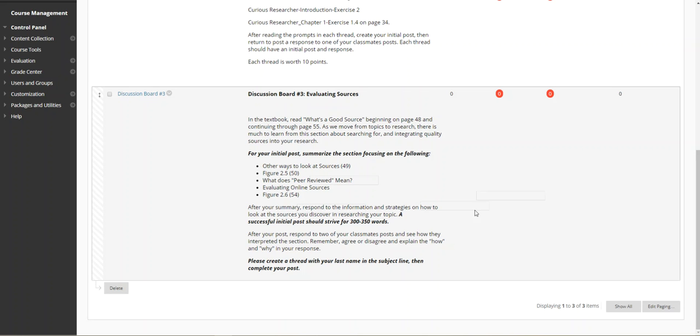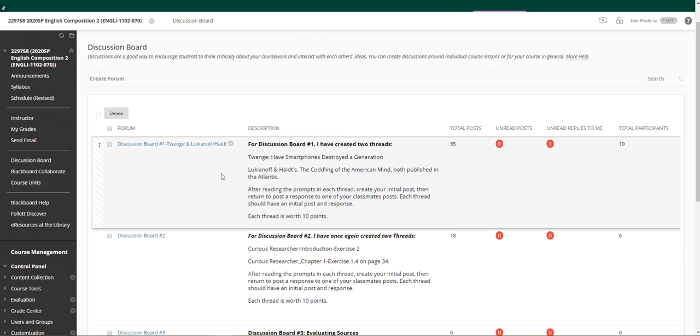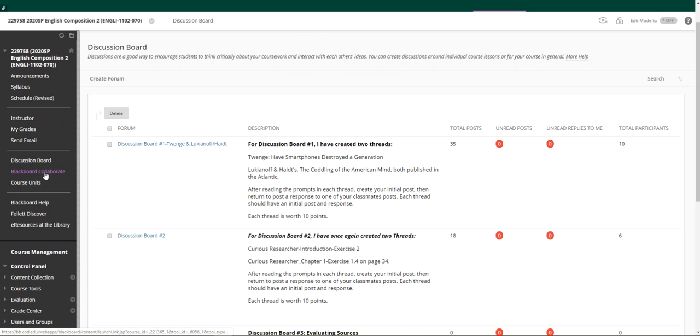So you might want to focus on these in your summary, and then after your summary, respond to the information and strategies on how to look at sources you discover in researching your topic. The post should be about 350 words. Also, you want to respond to a couple of classmates' posts and see whether you agree or disagree. So, two responses along with your initial post is this week's discussion board activity in Blackboard.